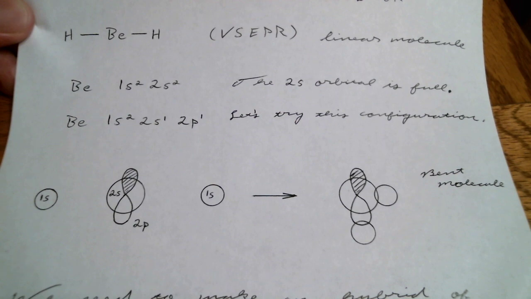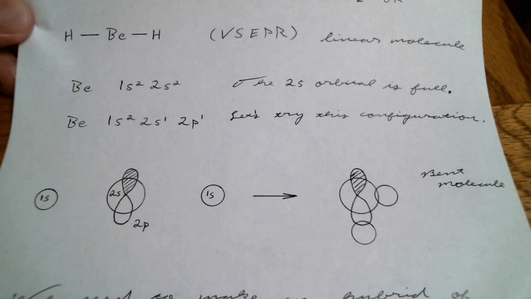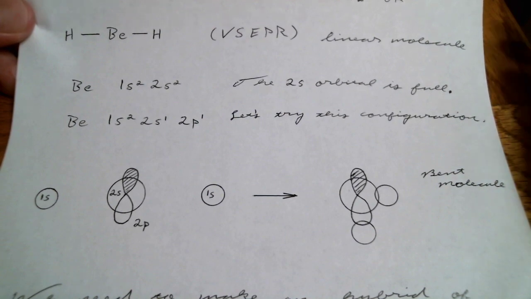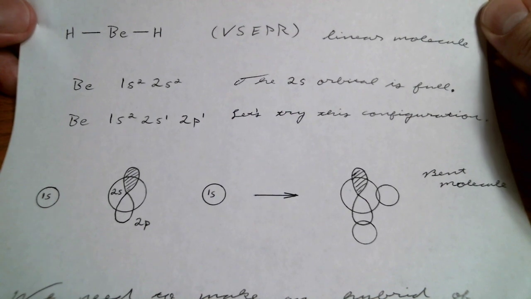Similarly, in VSEPR, trigonal planar would imply an sp2 hybridization. Tetrahedral would imply sp3 hybridization. So let's try to figure out what this means from the organic chemist's perspective.